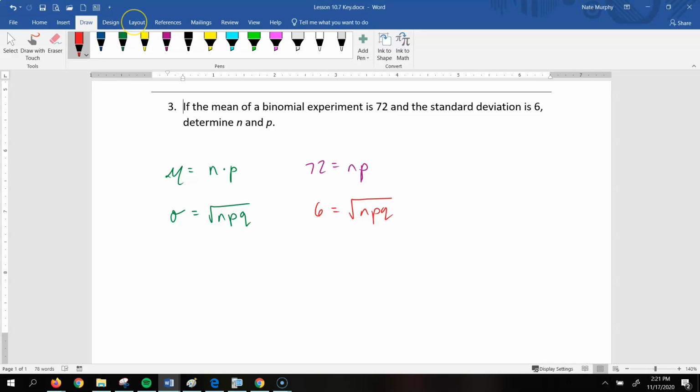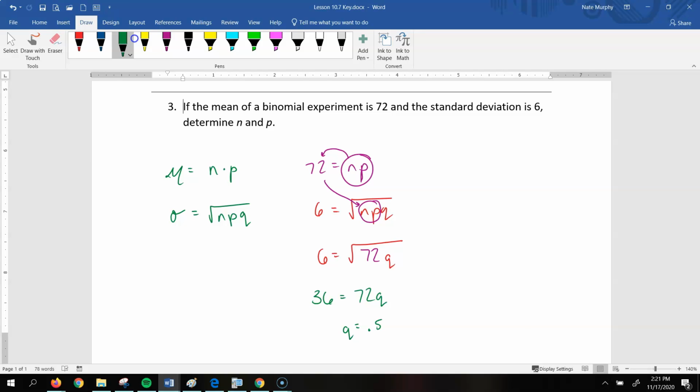Going back up here, we know that 72 is equal to n times p. That means we can replace n times p in this other equation with 72. So we would have 6 equals the square root of 72 times q. Now we can solve this equation. To solve for q, I would square both sides to get rid of the square root. So I'd get 36 equals 72q. Divide both sides by 72 and we get 0.5, or 1/2. So q is 0.5.